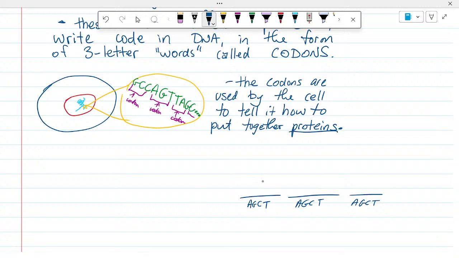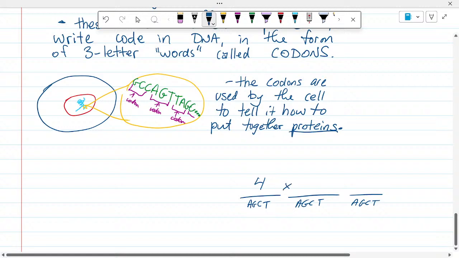Well, there are 4 possibilities here, and then for each of those, it could go A, or it could be A, G, or it could be A, C, and so on and so forth, right? How many combinations do you end up with? 4 possibilities here. How many possibilities here? And then how many possibilities here? 4, for a total of how many possible combinations?